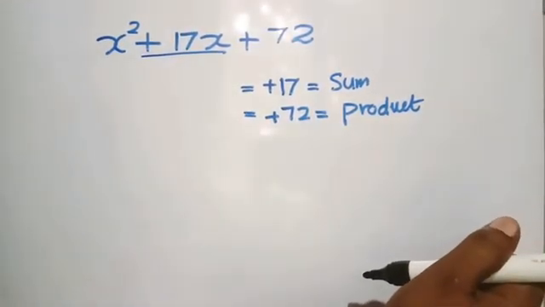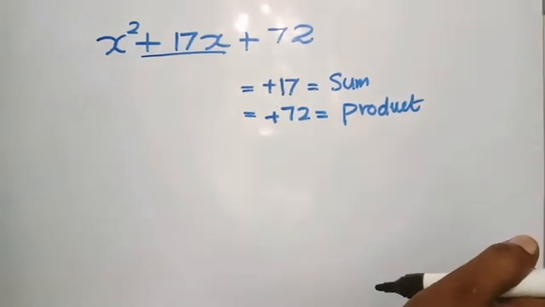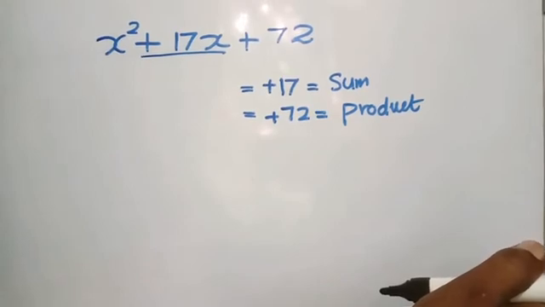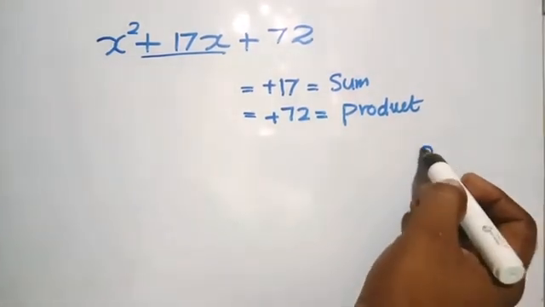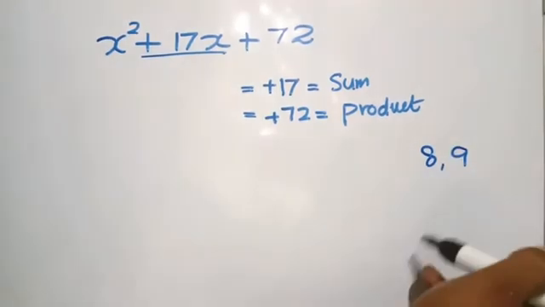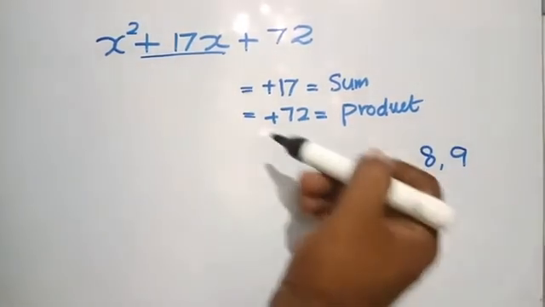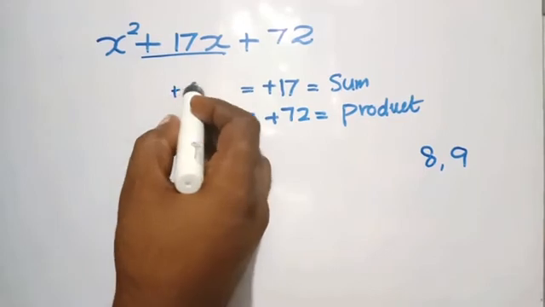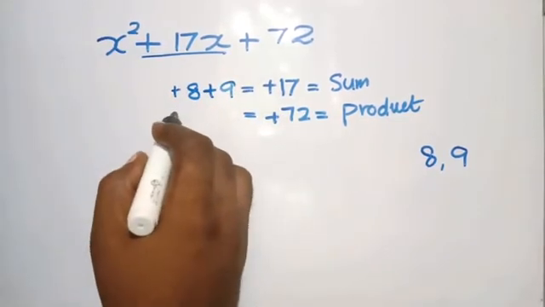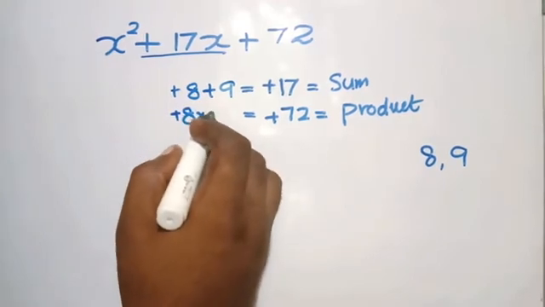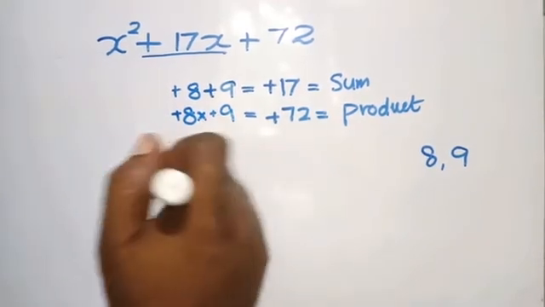Can you predict? I am giving you just a few seconds for that. Okay, did you get that? Those two numbers are nothing but 8 and 9, because 8 plus 9 is 17 and 8 into 9 is 72.